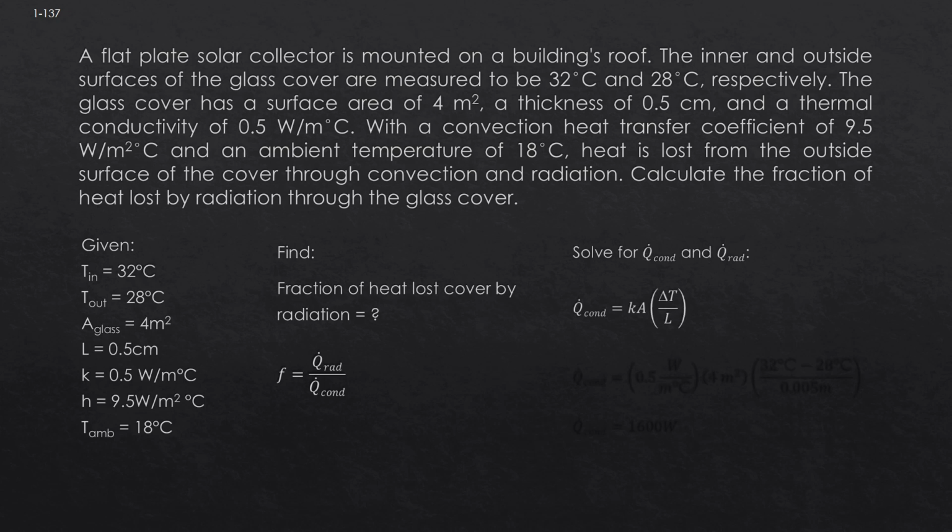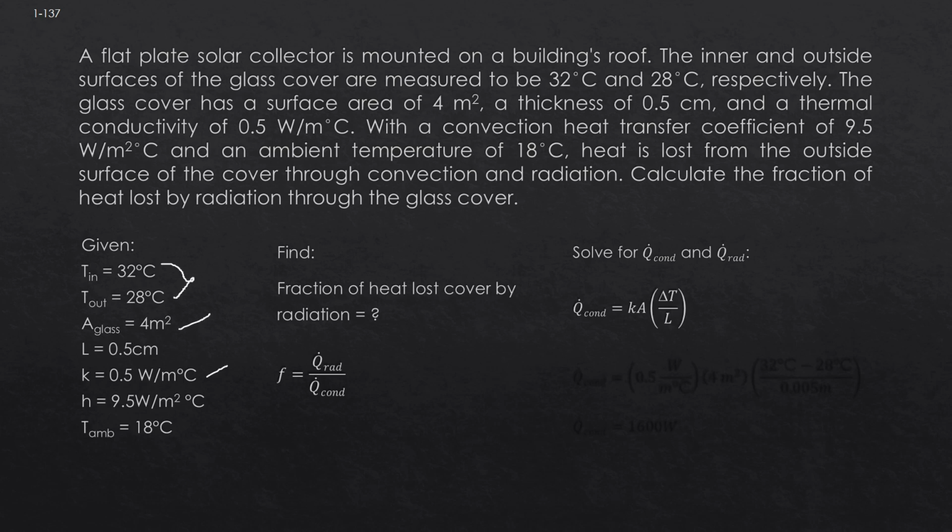So solve for the rate of conduction heat transfer and rate of radiation heat transfer. Rate of conduction heat transfer is given by the equation Q dot conduction is equal to K times A times delta T over L, where K is the thermal conductivity, A is the area, delta T is the change in temperature, and L is the thickness. So looking at our given, we have the values for the thermal conductivity, the area, as well as the temperatures.